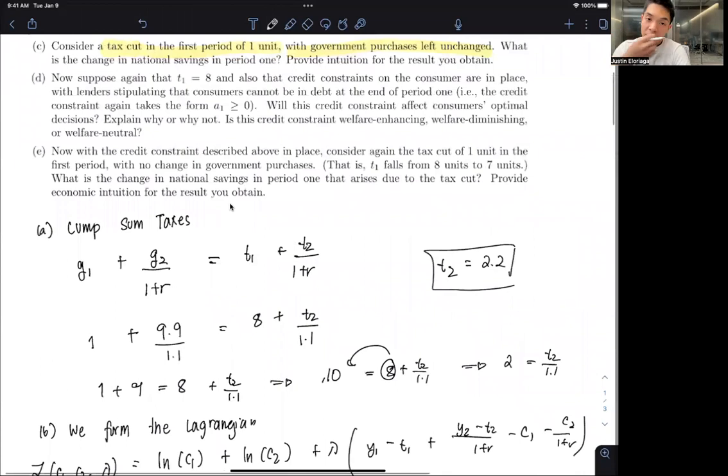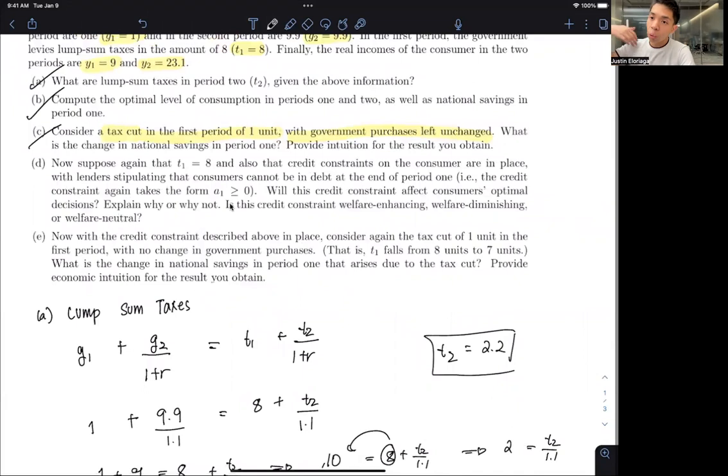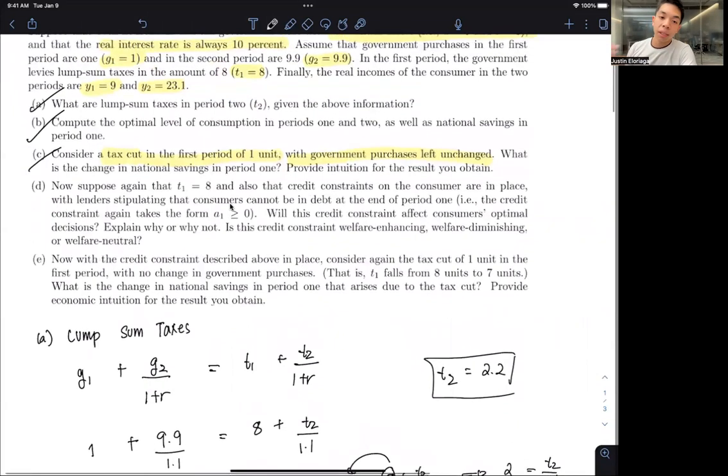Now, of course, there are other scenarios that could happen. So that answers C. We discussed in past videos this concept called a credit constraint, or borrowing constraint, that we impose on the consumer. Suppose again that we retain T1 equal to 8, but we now impose a credit constraint wherein consumers cannot be in debt at the end of period 1, which means they cannot have negative savings or owe money at the end of period 1. So the question is, will this credit constraint affect consumers' optimal decisions?